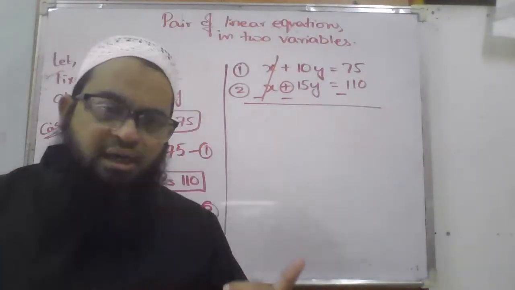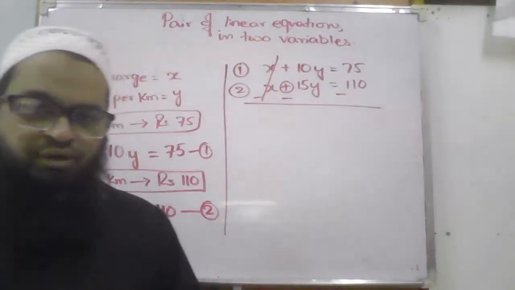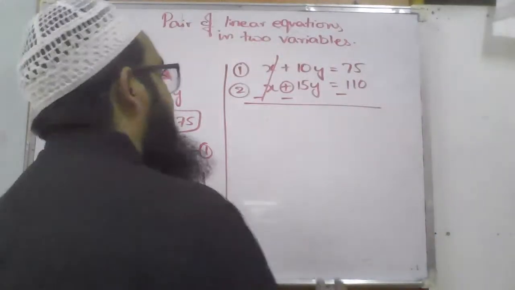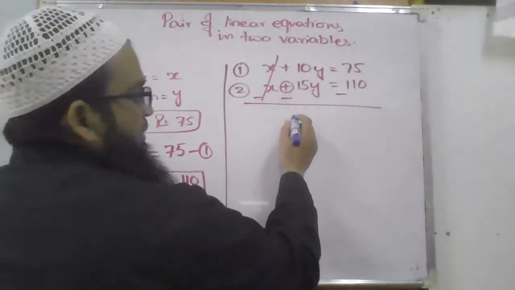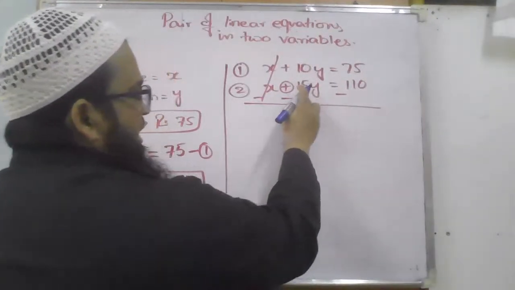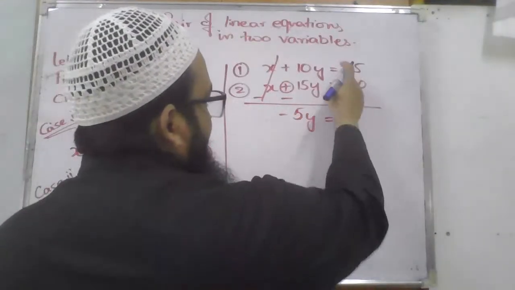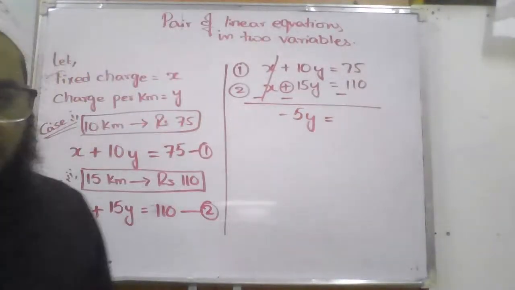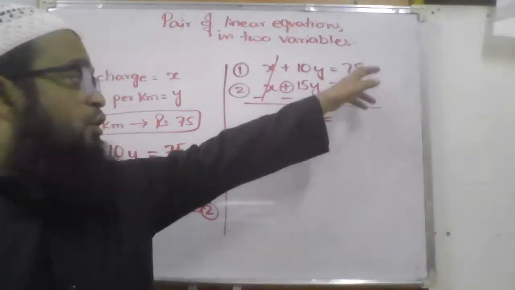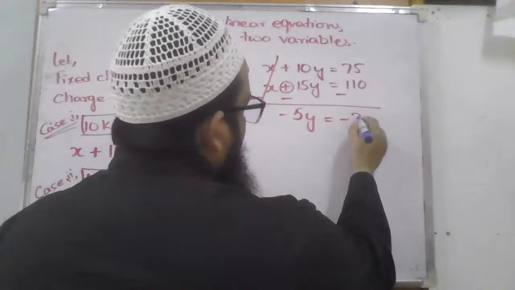10y minus 15y, what happens? One is positive and another one is negative. So if positive and negative, you have to subtract. So 15 minus 10 is 5y, but the bigger number has negative sign, minus 5y equals 75 minus 110. Here also it is the same. So positive and negative, subtract 25, and is it minus 35?